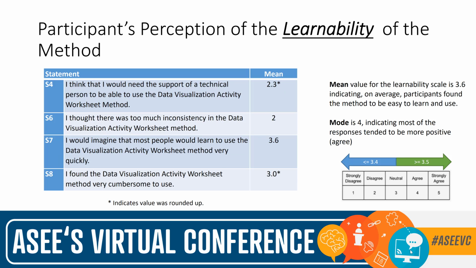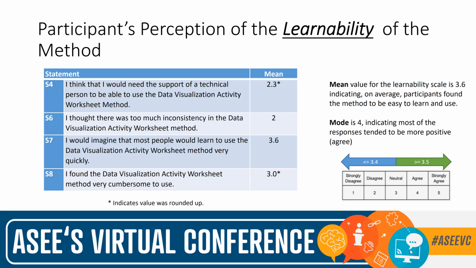Participants' perception of the learnability of the method was captured in statements 4, 6, 7, and 8 on the post worksheet survey. The mean value for the learnability scale is 3.6, indicating, on average, participants found the method to be easy to use and learn. There was a mode value of 4, indicating most of the responses tended to be more positive, which corresponds to agree on the Likert scale.